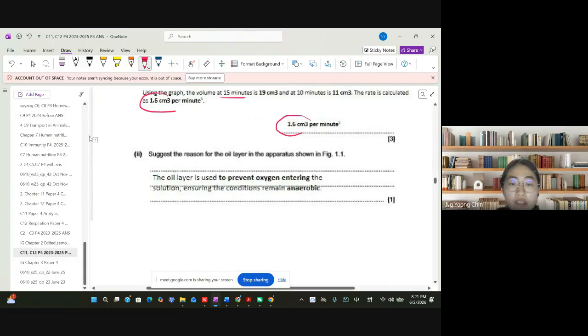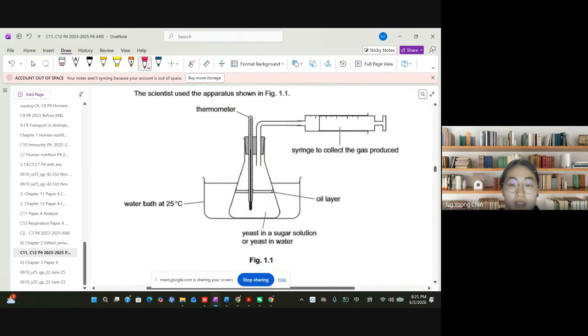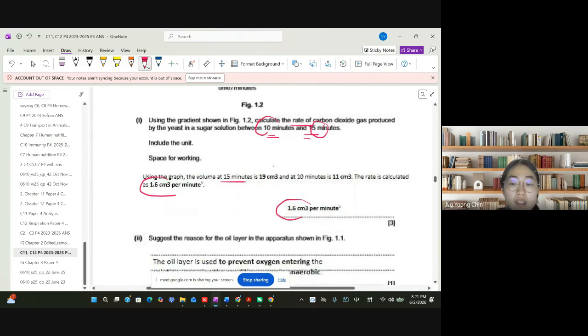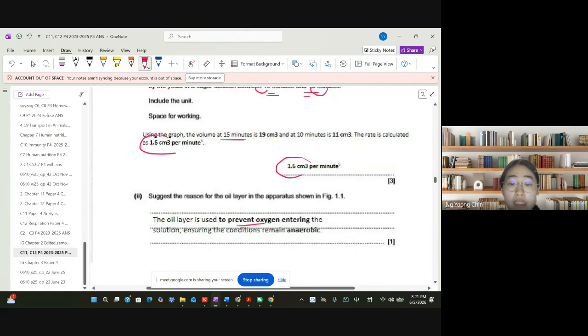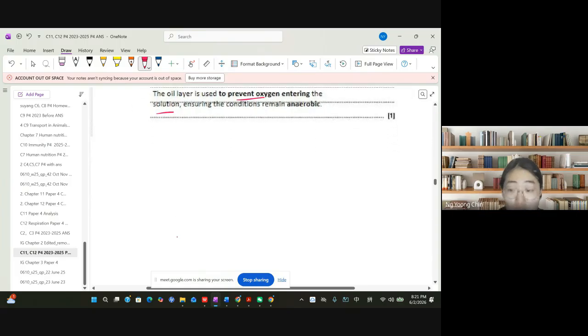And then for this one, suggest a reason for the oil layer in the apparatus. Why you should put the oil layer here is because you want to prevent the oxygen entering the solution. Because you want to keep the condition optimal for anaerobic respiration. You want to prevent aerobic respiration from happening.